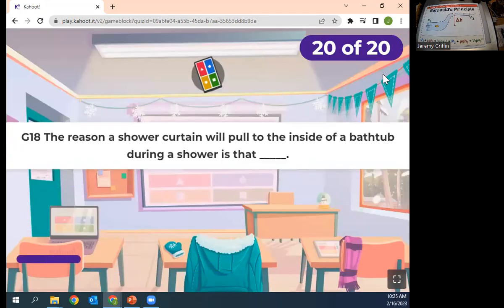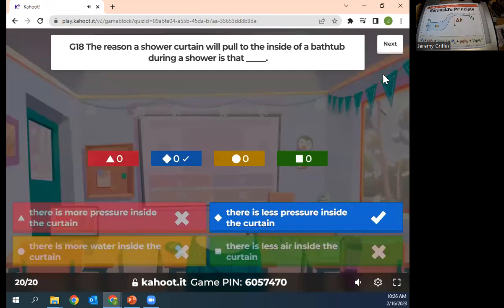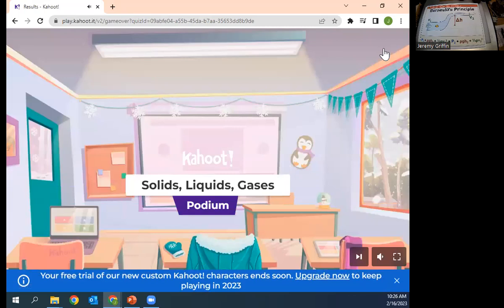All right, last question. The reason a shower curtain will pull to the inside of the bathtub during a shower. You turn on the shower, it's going to vacuum in the shower curtain. Try it. Maybe you've seen this already. Why? Yeah, there's less pressure inside. Again, that's another example of Bernoulli principle in action.